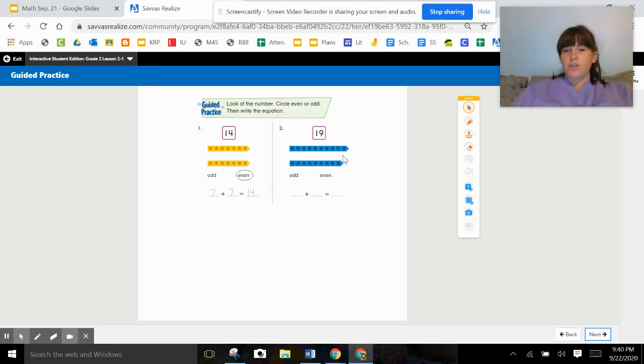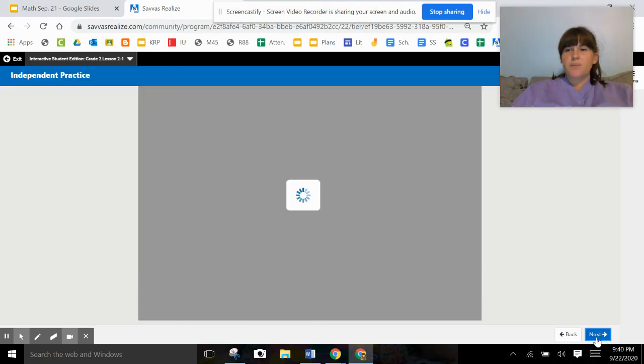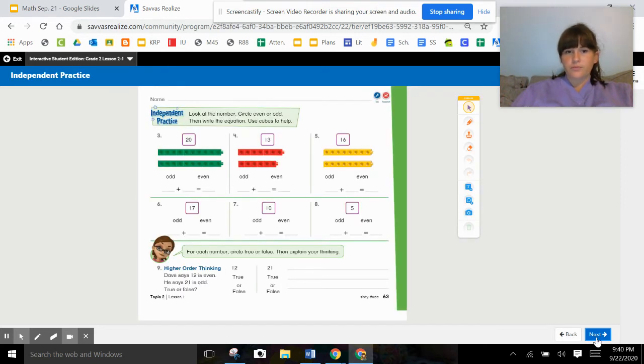And then for the equation, you would just add the first group plus the second group and then give an answer, which it already gave you the answer. You already know how many blocks are there. And then this page looks just like you would see in your workbook if we were in our classroom.